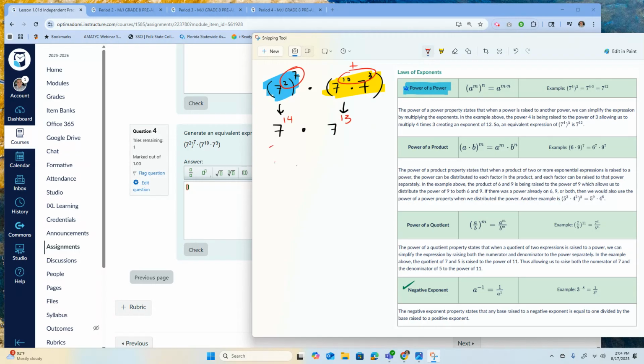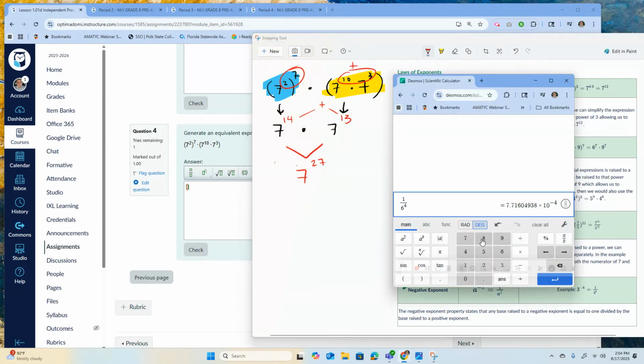And now I can simplify more. Because I'm multiplying powers with the same base, I'm going to do the same thing that I did in the parentheses in yellow. When you multiply 2 powers with the same base, keep the base and add the exponents. I'm going to add the 14 and the 13. So I get 27. Don't put this in the calculator because if you do, you're going to get a really big number. I just want to show it to you so you believe me. Okay, 7 to the 27th power.